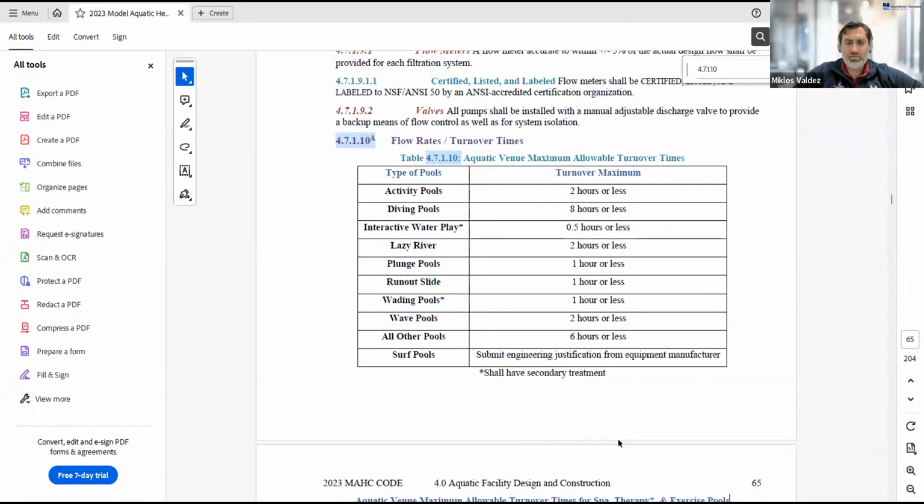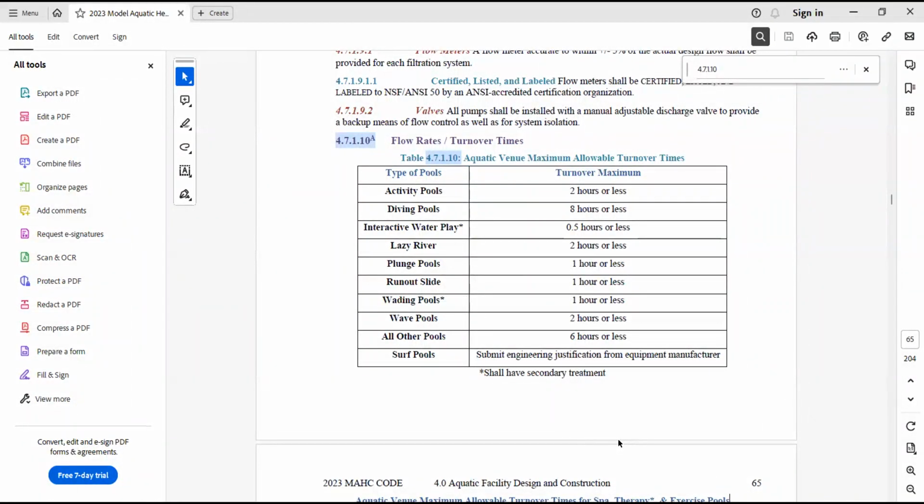Any other questions on this one? We need to keep things moving. Does anybody support this change? You know, I'm not against it, I just don't know. As a whole, I do not support this change. I would support an increase in the turnover time of lazy rivers, just thinking about the risk of ingestion of lazy rivers versus wave pools or plunge pools. Yeah, I have the most concerns about the lazy river and the wave pool, just because of bather load.